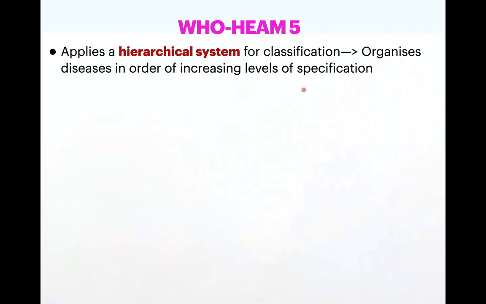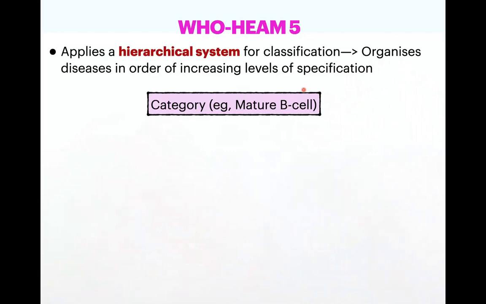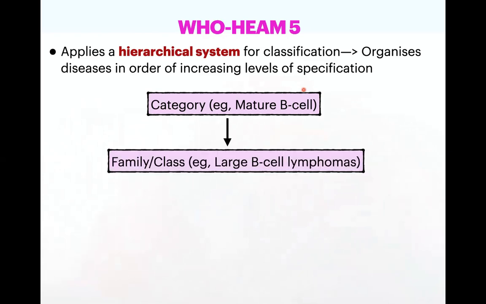So how have they applied this hierarchical system? First, they have put broad categories like immature or precursor B-cell or mature B-cell. So I'll be talking about B-cell neoplasms. First they classify them into broad categories, and then the categories are further subdivided into family or class, like large B-cell lymphoma or follicular lymphoma or splenic lymphoma or marginal zone lymphomas. Similarly, the families and classes are described below the categories.